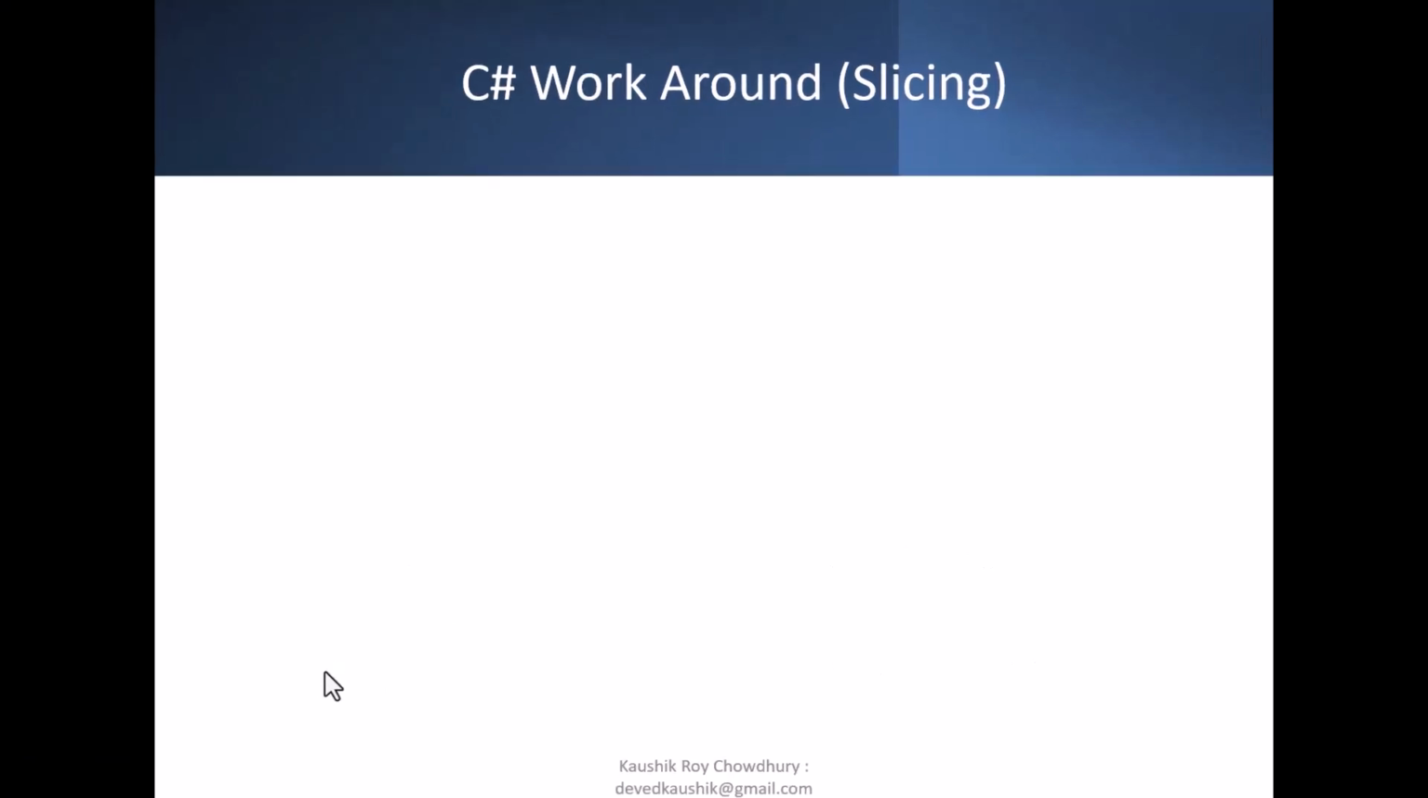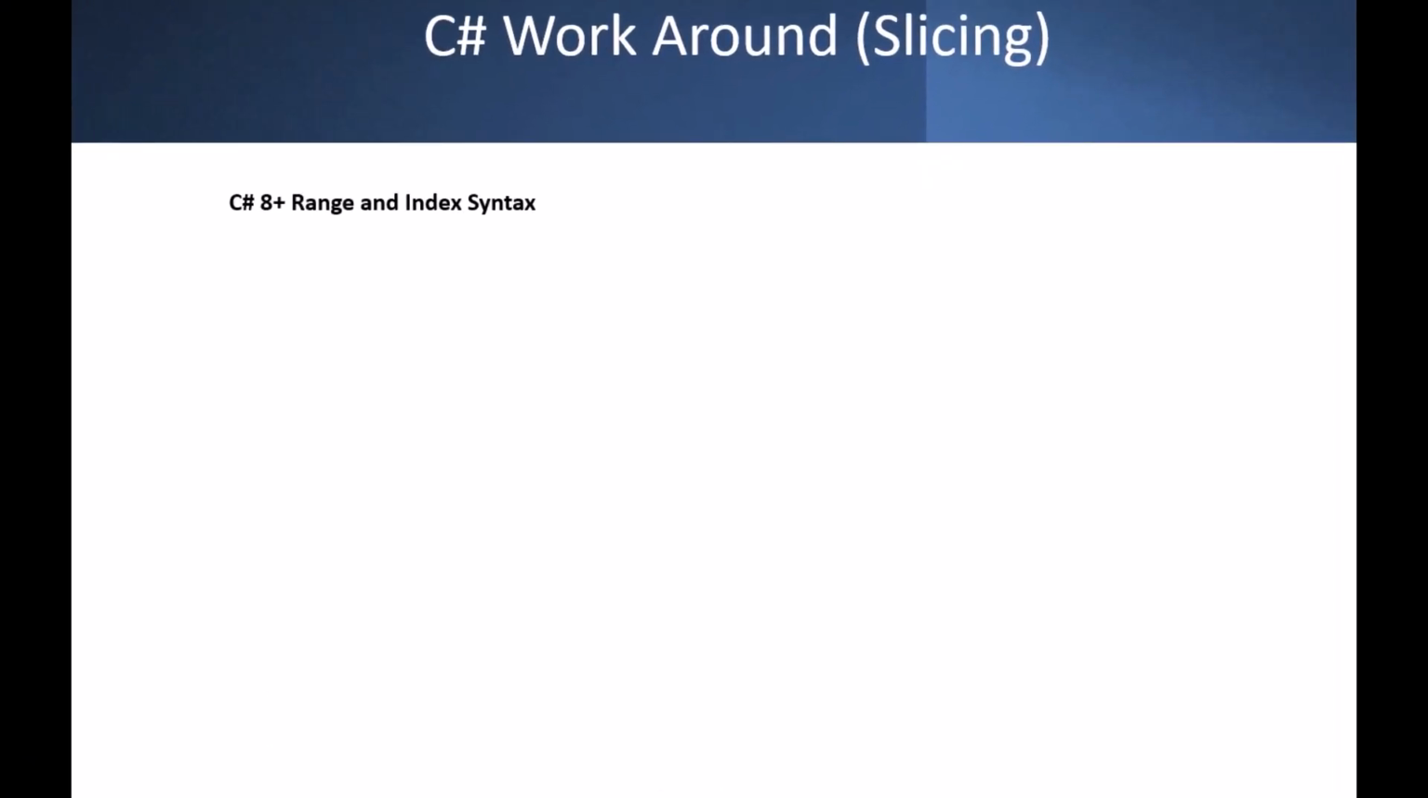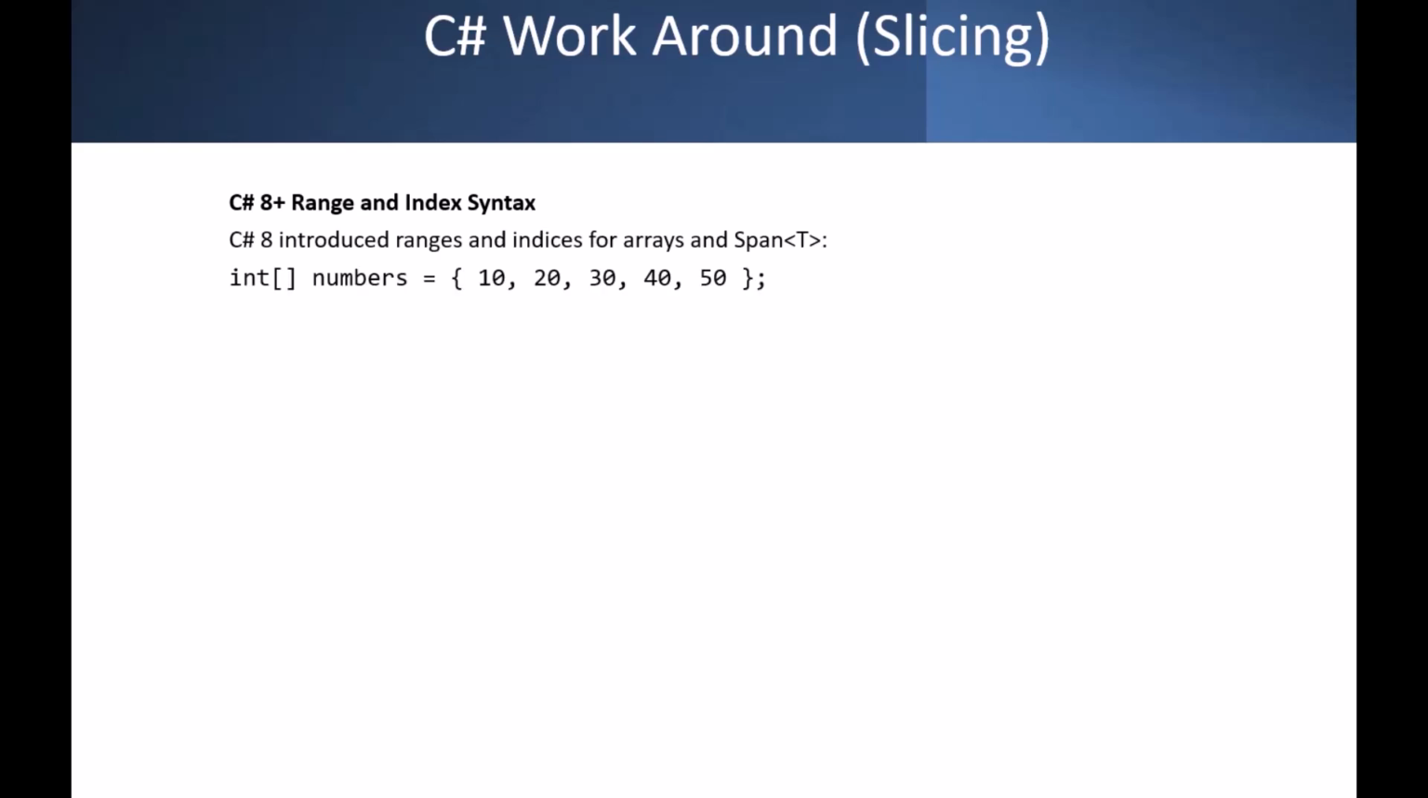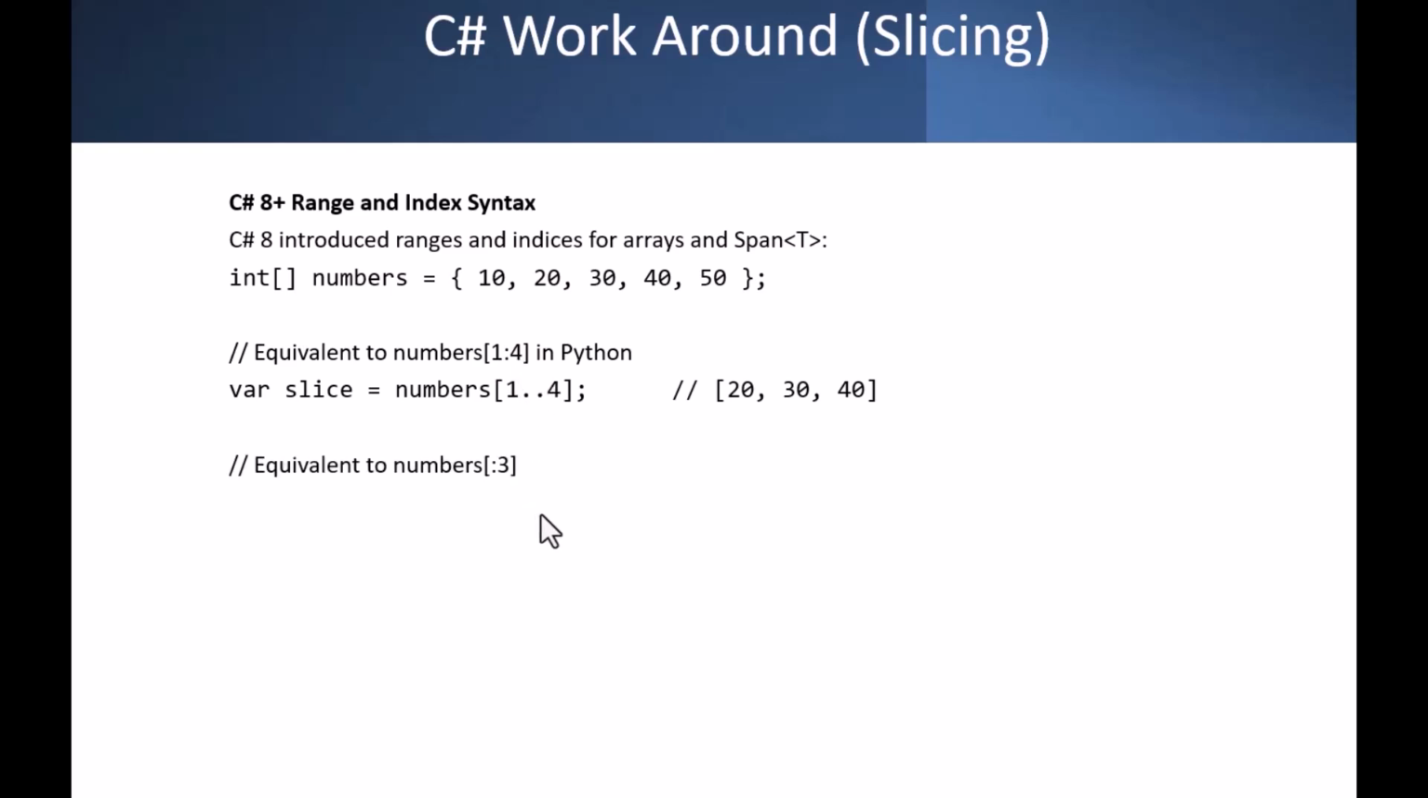Now next will be C#. In C# 8 and plus, now we are in C# 13, range and index syntax were introduced. Ranges and index for arrays and span look now very similar to Python. So equivalent to numbers[1:4] in Python, we have var slice = numbers[1..4], which is the same as this one, 1 colon 4.